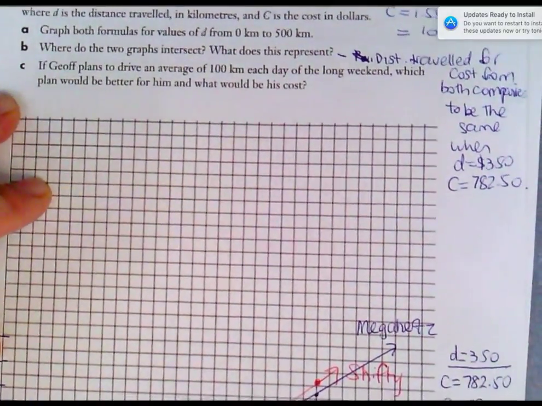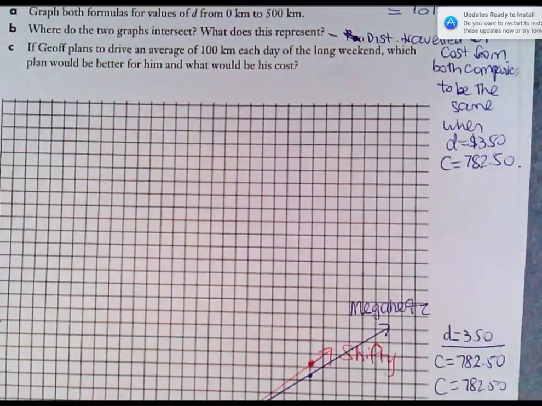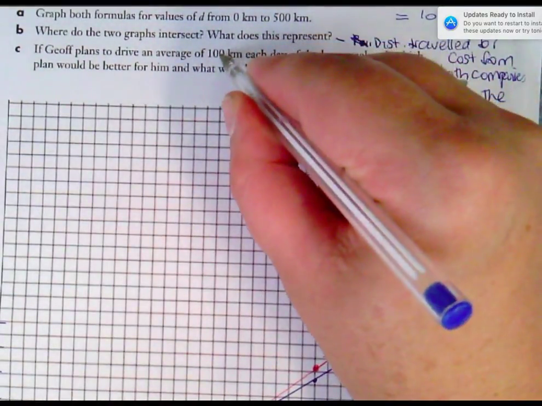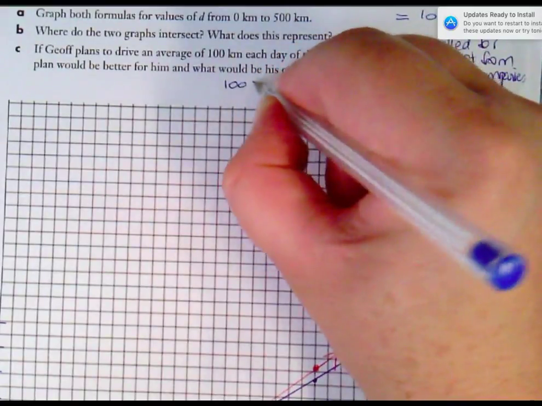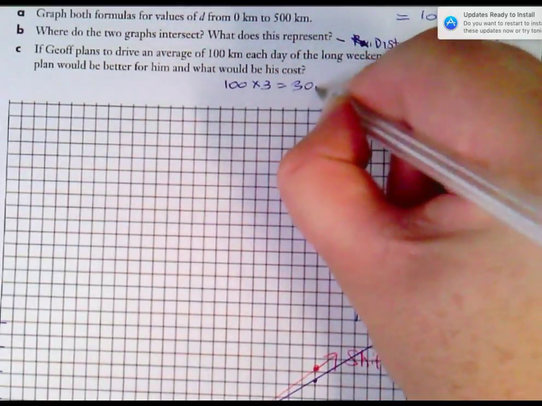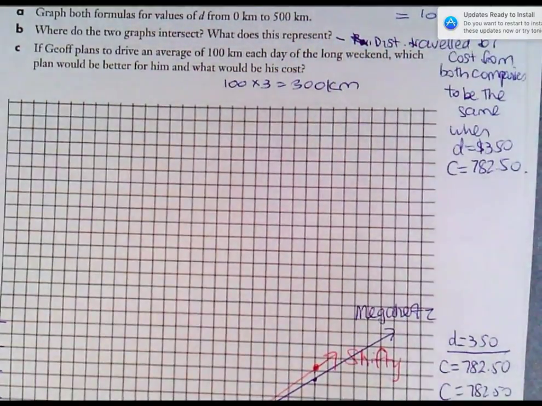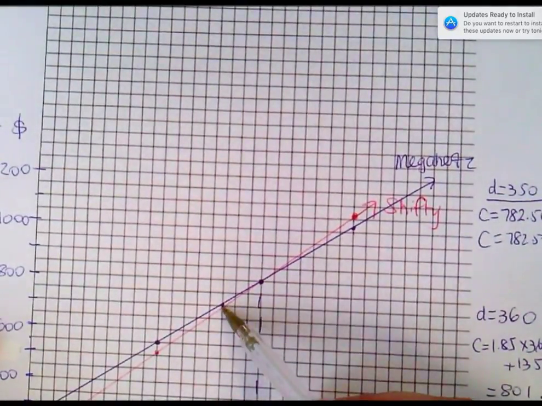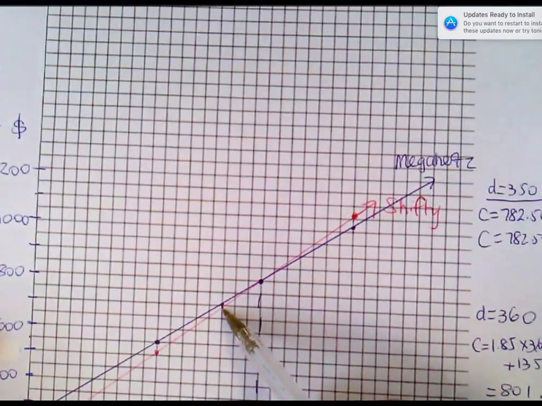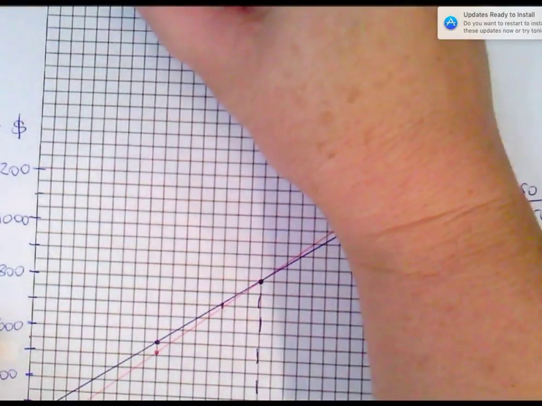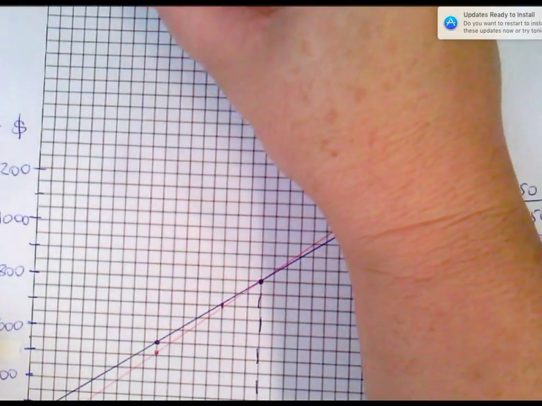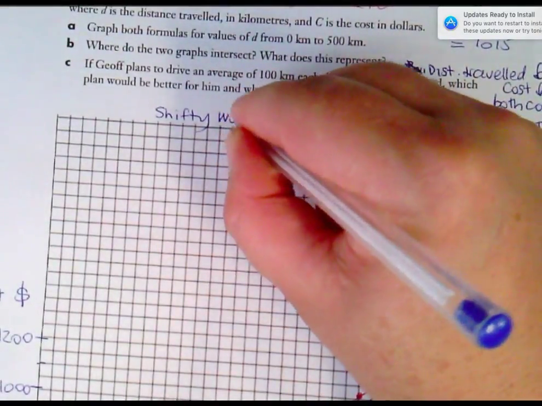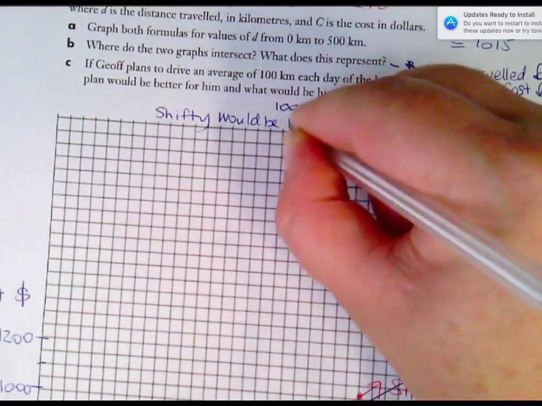And the last bit of the question, if Jeff plans to drive an average of 100 kilometres each day, now remember he's got a 3-day rental, so 100 times 3 is 300 kilometres. Which plan would be better for him? So if he's driving 300 kilometres, well, the red one, which is Shifty, is slightly better. Okay, so which plan would be better? You can write that Shifty would be better. And they're asking for the cost.